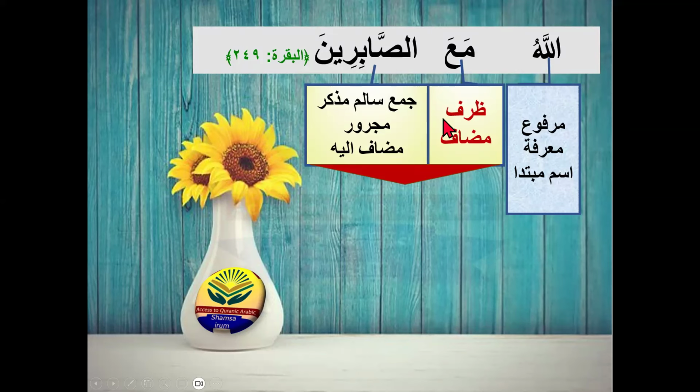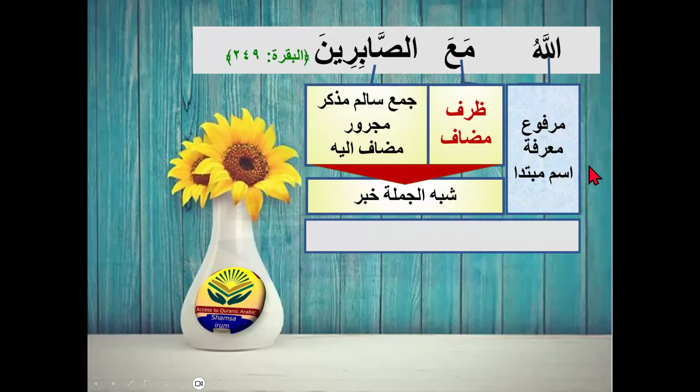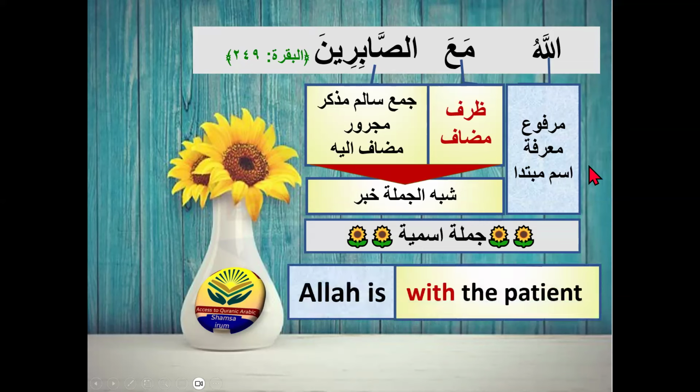Okay, so at the moment there is an adverbial possessive phrase, meaning zarfiya murakab izafi, it will be treated as a shibu jumla khabar. Okay, we will say shibu jumla khabar. There is no original khabar here. So the mubtada with the shibu jumla khabar makes a jumla ismiya. The translation is: Allah is with the patient. Allah is with the patient.